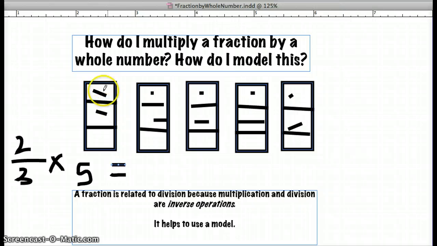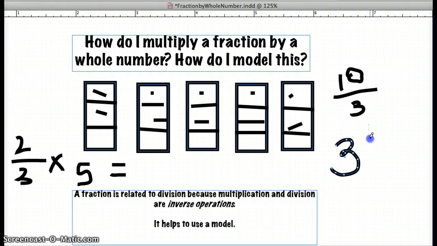So we know, by looking at this model, we have 2/3, 4/3, 6/3, 8/3, 10/3. We can't leave 10/3 as it is because that's an improper fraction. So what we do is we divide. And 10/3 is the same as 3 and 1/3 quarts that we drank.